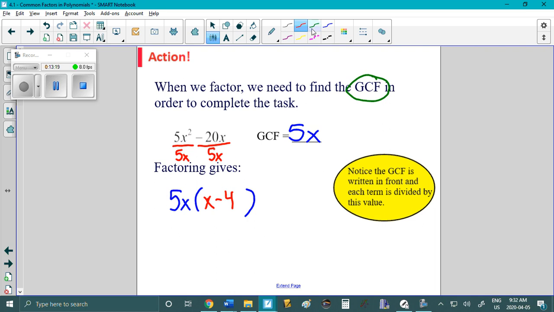You can always check a factoring question by expanding. 5x times x is going to be 5x squared. 5x times minus 4 is going to be minus 20x. And then I check the original question, and it's the same. Now, this is just a check. You're not expected to do this every time. And that's the answer. That is your first factoring question that you've ever done, unless you figured out the one on the test or Ms. Trusser gave you some last year or something.